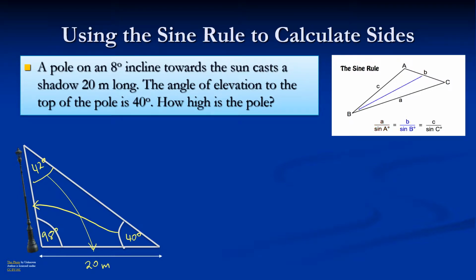So let's have a look. We've got a pole on an 8 degree incline towards the sun and it casts a shadow 20 meters long. Now the angle of elevation to the top of the pole is 40 degrees. How high is the pole? So someone must have been driving into that pole to have it bent that way, I suspect. So what do we need to do?